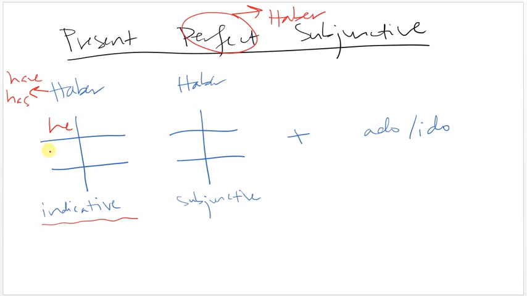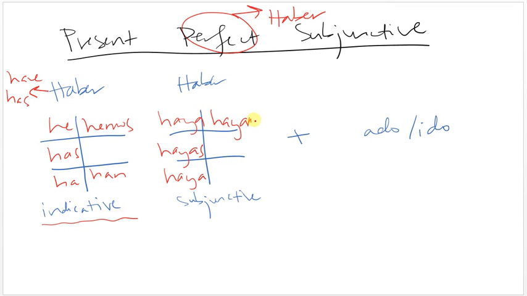So yo he, tú has, él, ella, usted ha, nosotros hemos, ellos, ellas, ustedes han. So if I want to say like, yo he comido un almuerzo muy grande, like I have eaten a very large lunch. That's the regular indicative. The subjunctive of haber is going to be haya, hayas, haya, hayamos, and hayan. That's going to be the subjunctive.